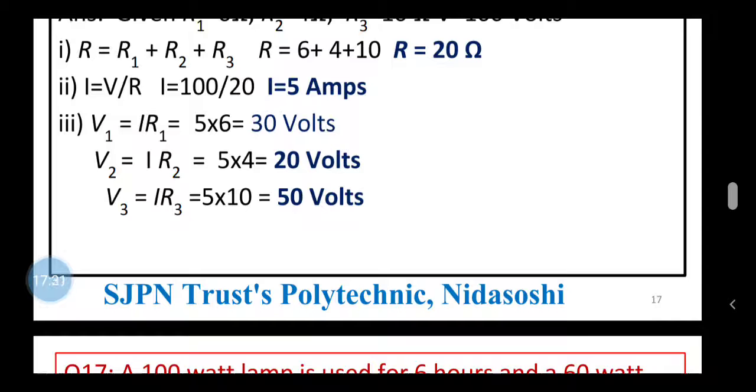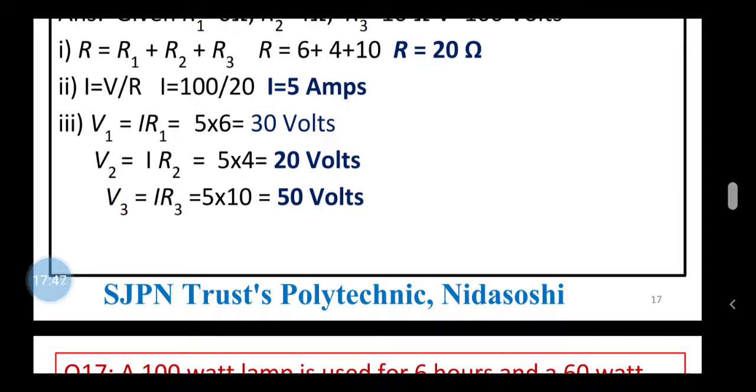Now while deriving the series resistance circuit, we have taken the equations as V1 is equal to I into R1, applying Ohm's law to the individual resistance. I know the current through the resistance, I know the resistance of the resistor, then by multiplying these two, I get the voltage across it.